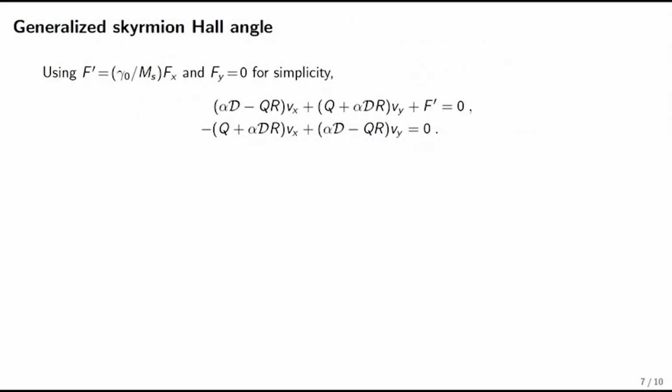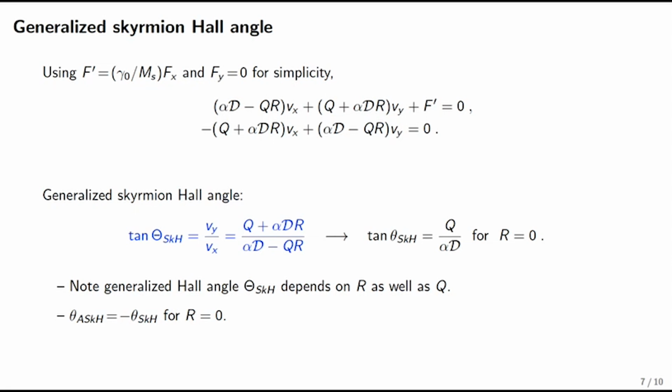Assuming the forcing direction is along the x coordinate, we can solve the generalized TL equation. The second one actually gives us the Hall angle. We see that it depends on the Skyrmion charge, Q, and Hall viscosity R. When R vanishes, it reduces to the usual Skyrmion Hall angle, and Skyrmion and anti-Skyrmion have the same Hall angles.